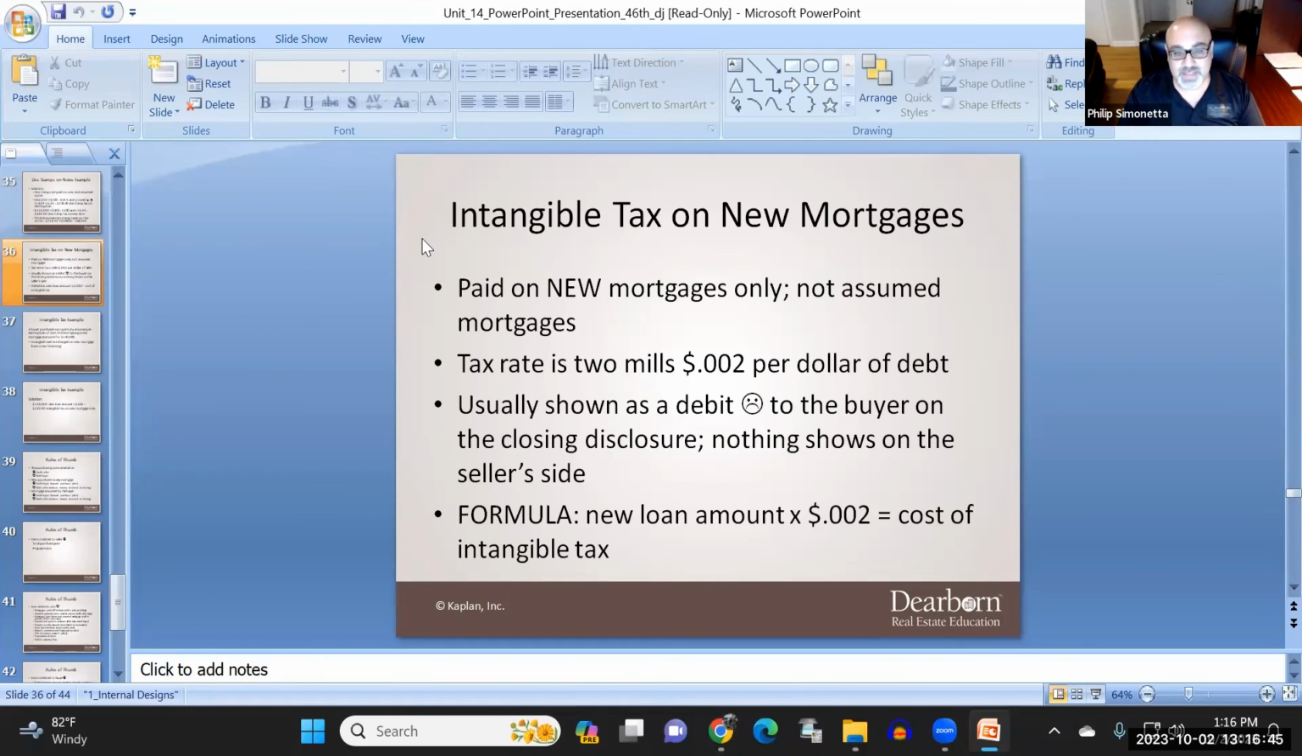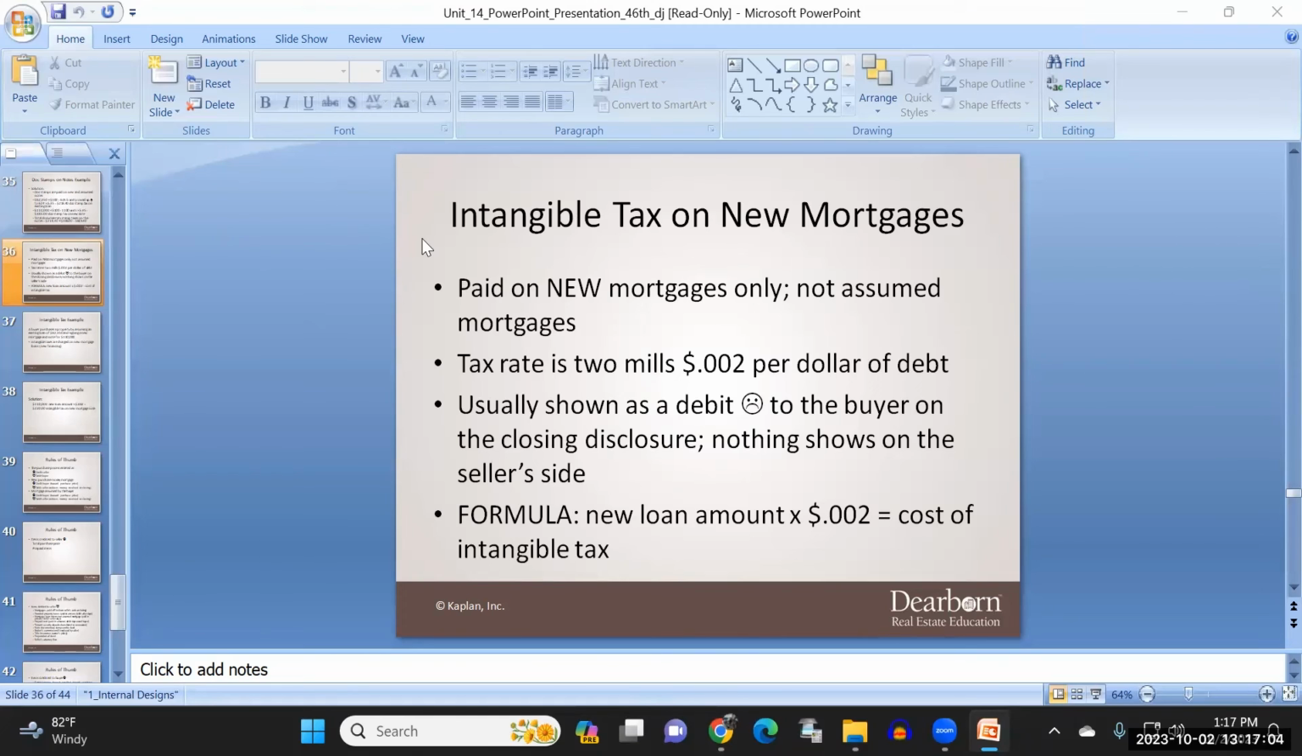Okay, so let's talk about the intangible tax on new mortgages. Who do you think pays this? Who's getting a mortgage? The person getting the mortgage is the buyer. Right. So these are paid on new mortgages only, not assumed, not on cash, right?